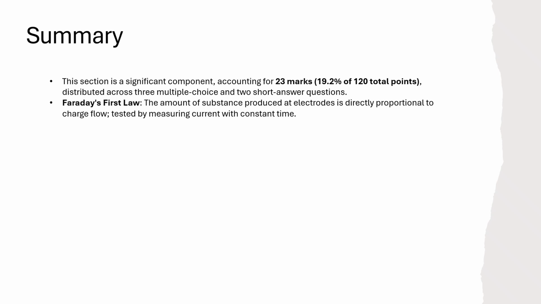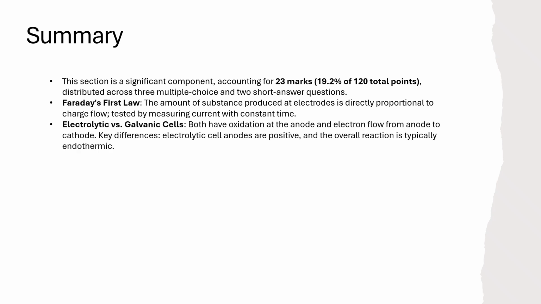Faraday's first law: the amount of substance produced at electrodes is directly proportional to charge flow, tested by measuring current with constant time. Electrolytic versus galvanic cells both have oxidation at the anode and electron flow from the anode to the cathode. Key differences: electrolytic cell anodes are positive, and the overall reaction is typically endothermic.